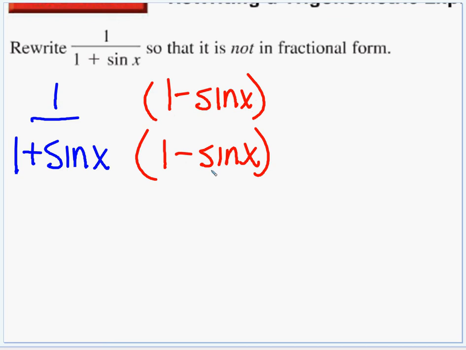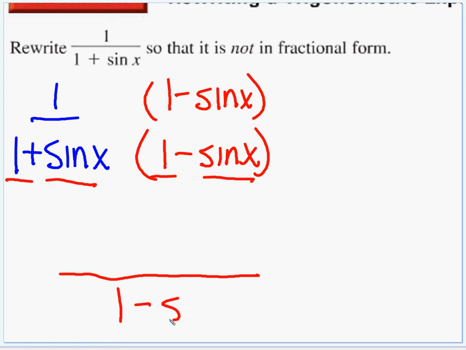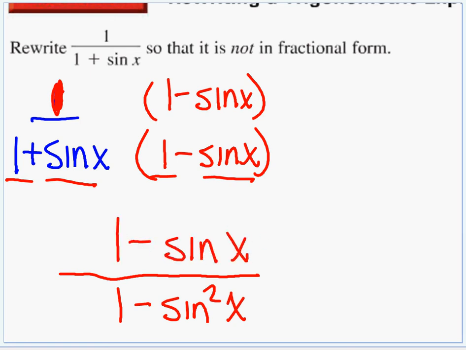The reason we're going to do this is that when we FOIL this out, because it's a sum and a difference, we use the conjugate, we will have no middle term. So first term times first term is 1. Positive sign times negative sign is negative sine squared. You might be able to see where we're going with that denominator shortly. The numerator is just this 1 times that quantity, our conjugate. So we'll just leave it as our conjugate.